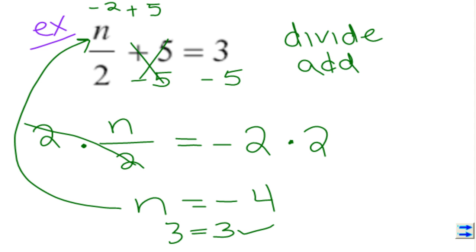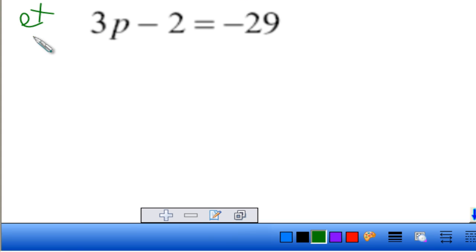Okay, let's do another one. Go ahead and write this one down here. It says 3p minus 2 equals negative 29. So if I were to plug in a value for p, what operation would we do first following our order of operations? We would do our multiplication first.